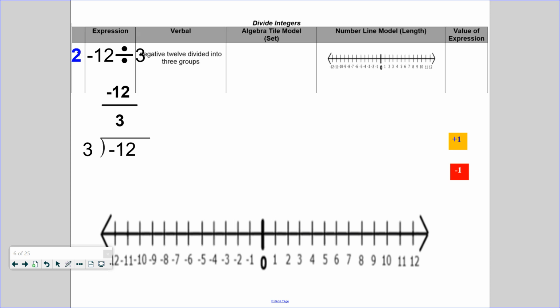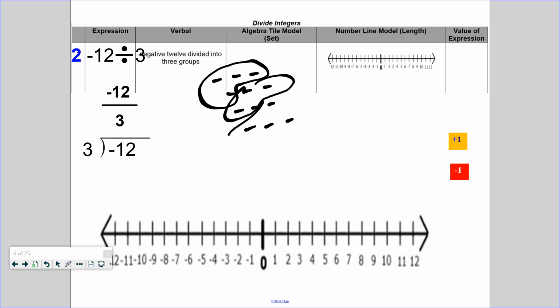Next one, I have negative 12. 1, 2, 3, 4, 5, 6, 7, 8, 9, 10, 11, 12. I need to divide it into three groups. Negative 12 divided into 3 groups. So here's one group, two groups, three groups. That's negative 4.